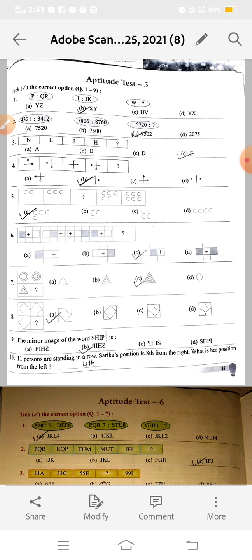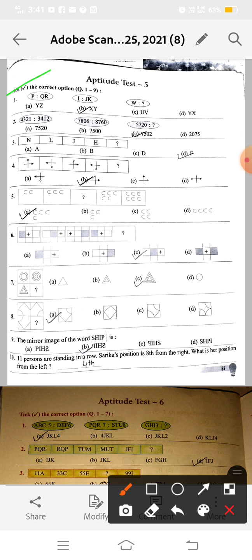So today we will do the revision of aptitude on page number 57 and 58, aptitude test number 5 and aptitude test number 6. Okay, and we will also do the current affairs. So let's start our test number 5 as a revision.